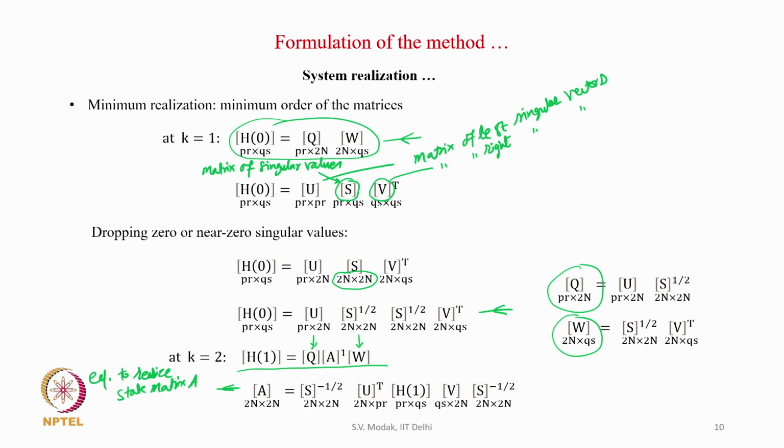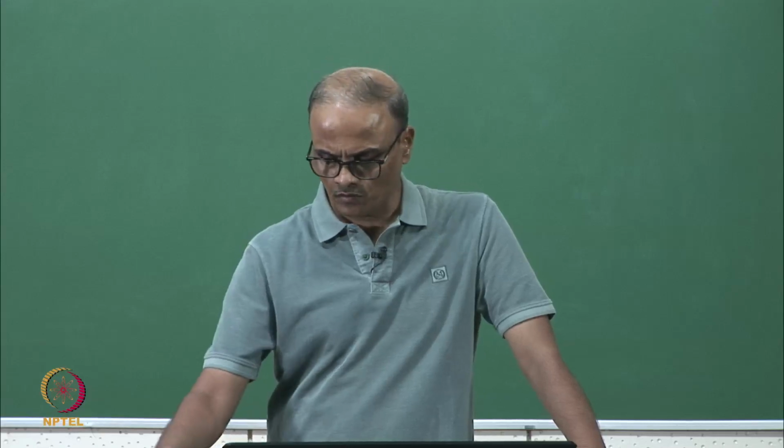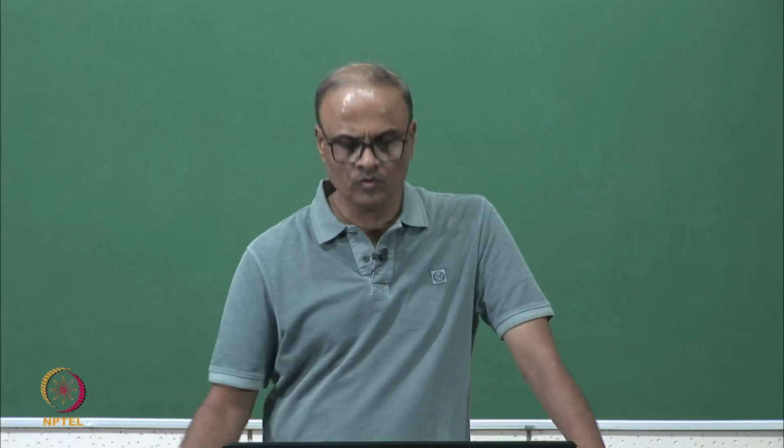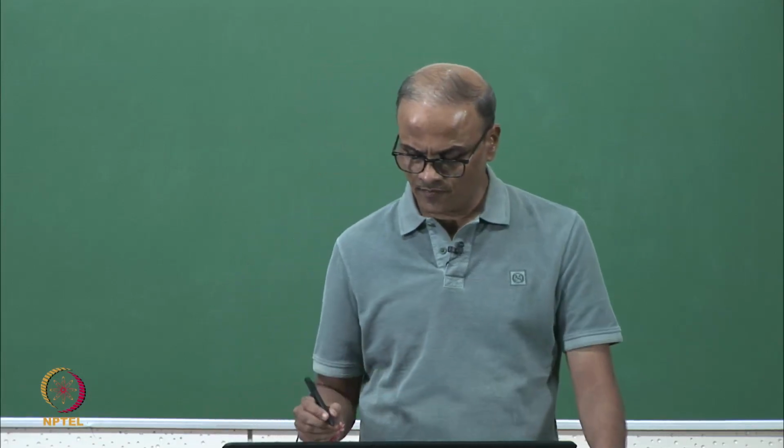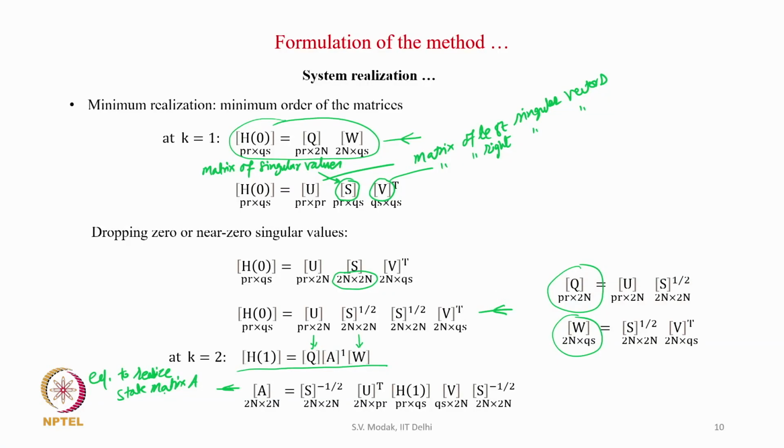Once the state matrix is obtained, the question is how do you obtain the modal parameters. Now, this state matrix we have realized is in discrete space. This is the equation to realize the state matrix, and this matrix A here is in discrete time.